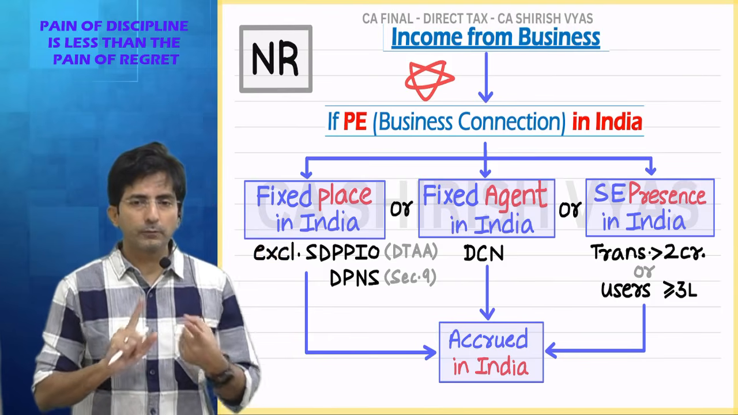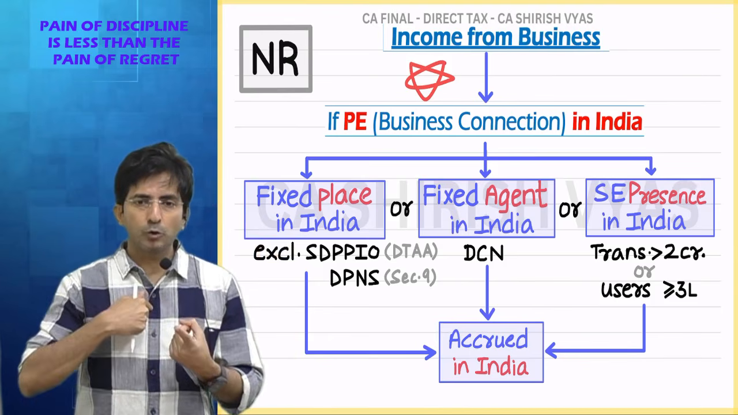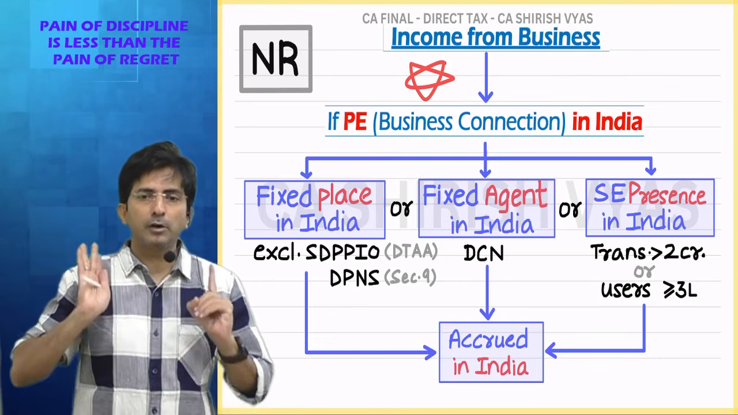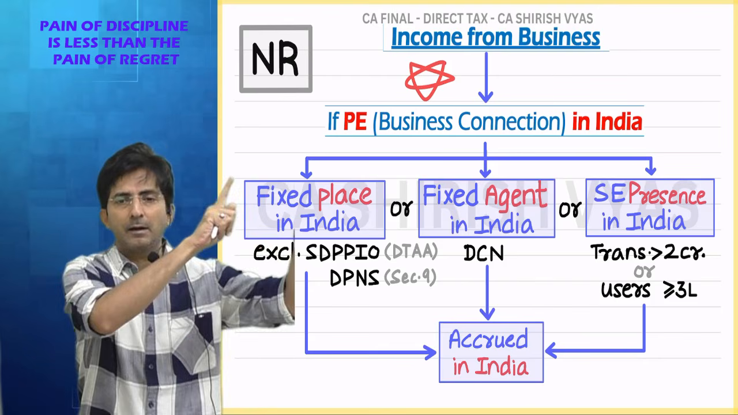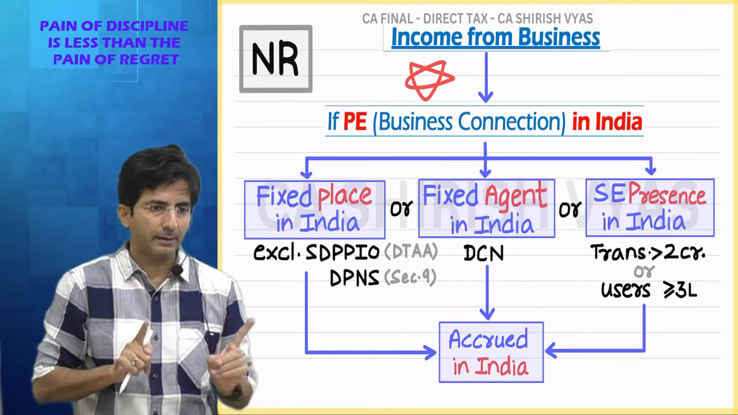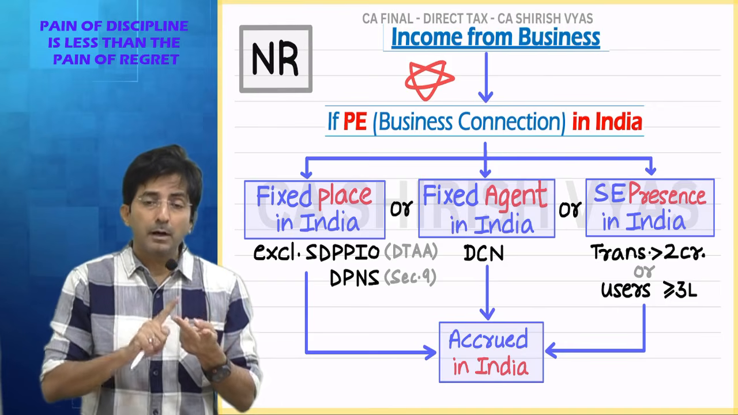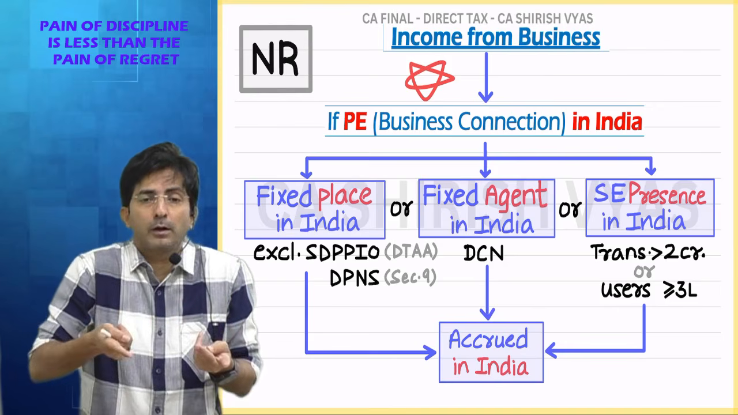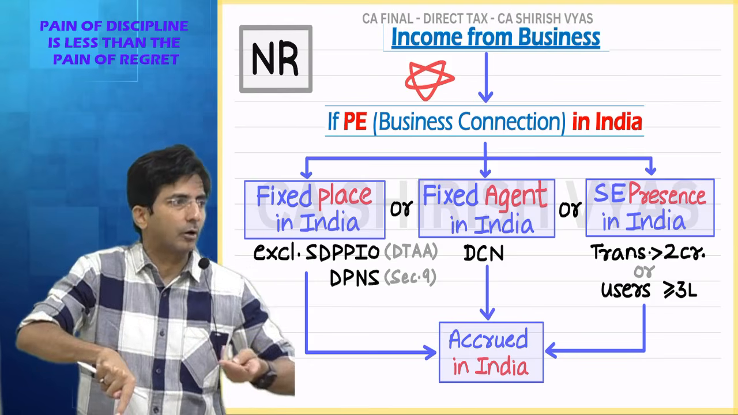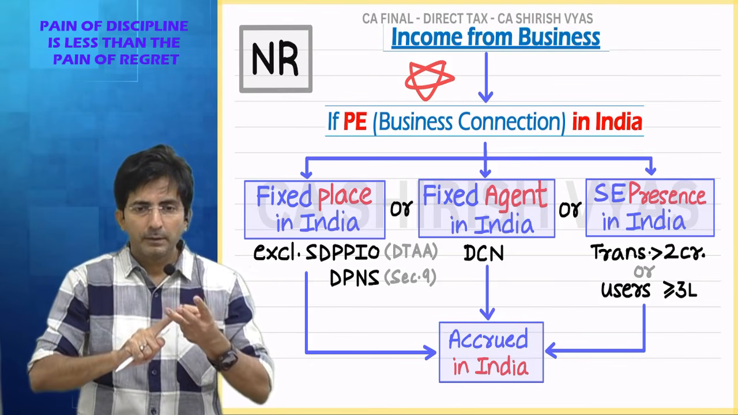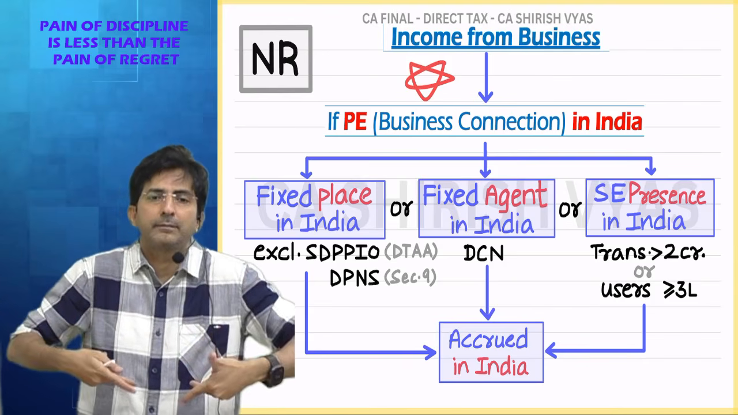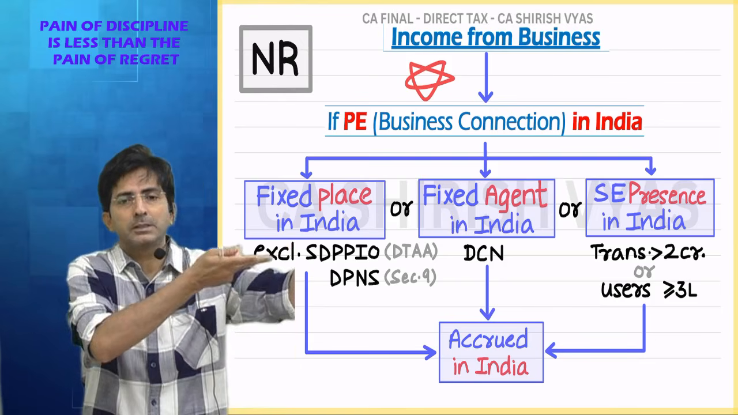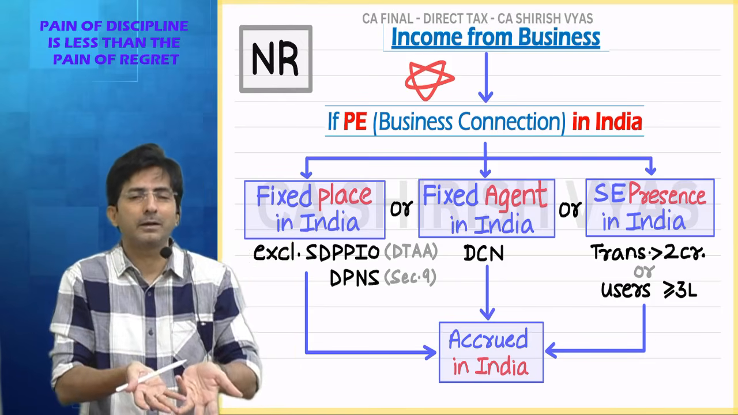So tell me, what was the first condition? The agent should be independent agent or dependent. Dependent means totally dedicated for that NR or mainly doing work for that NR. Second, conclude the contract or play an important role which leads to conclusion of contract. Third, the contracts entered by Shirish Vyas should not be in his name. It should be in the name of the principal. This is a normal condition.